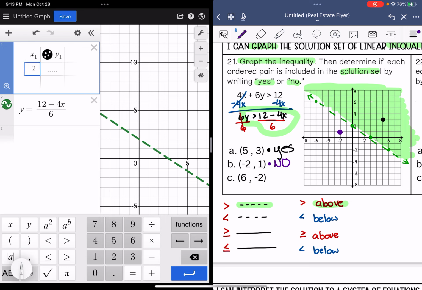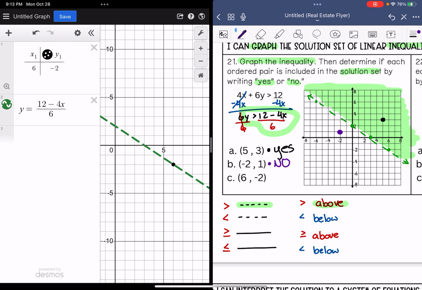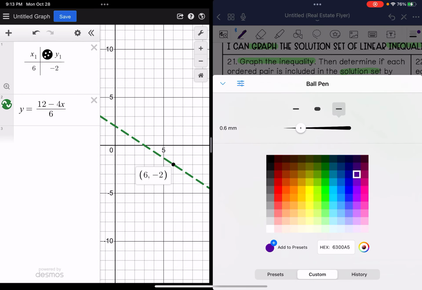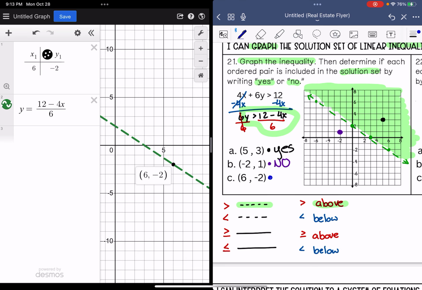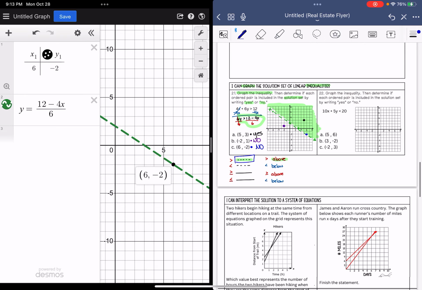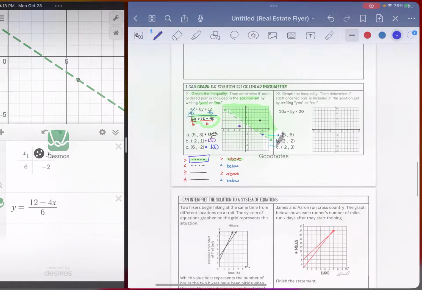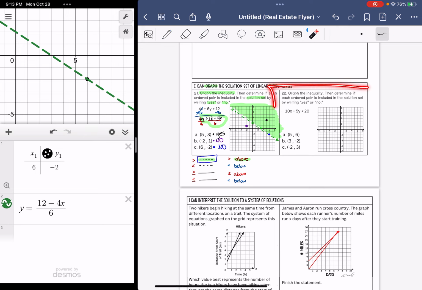And I can plot this last one on here. 6, negative 2. And I can see that that dot actually falls on my line. Okay, on my line. Right here, 6, negative 2. And since it is on a dashed line, that will not count. If it was on a solid line, it would count, but this is a dashed line, so it does not count. That leaves you with one to try on your own, same type of way, and you have this here if you need it.